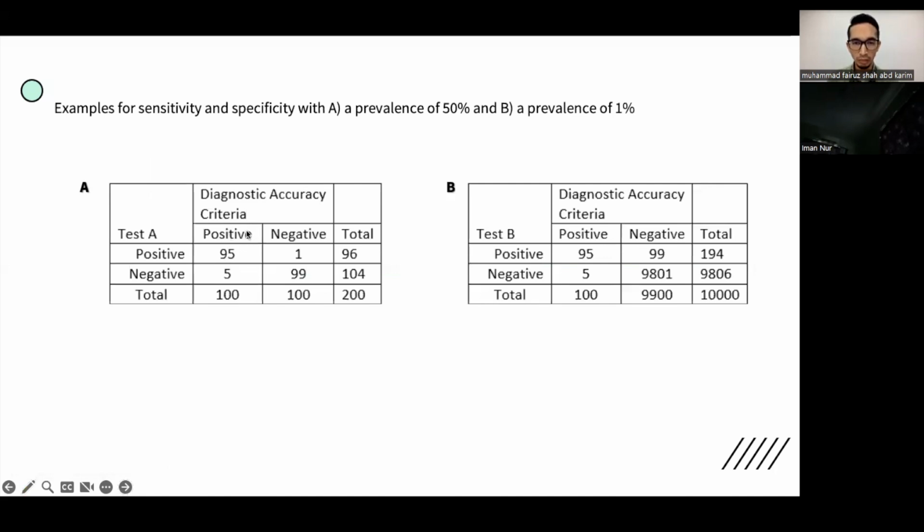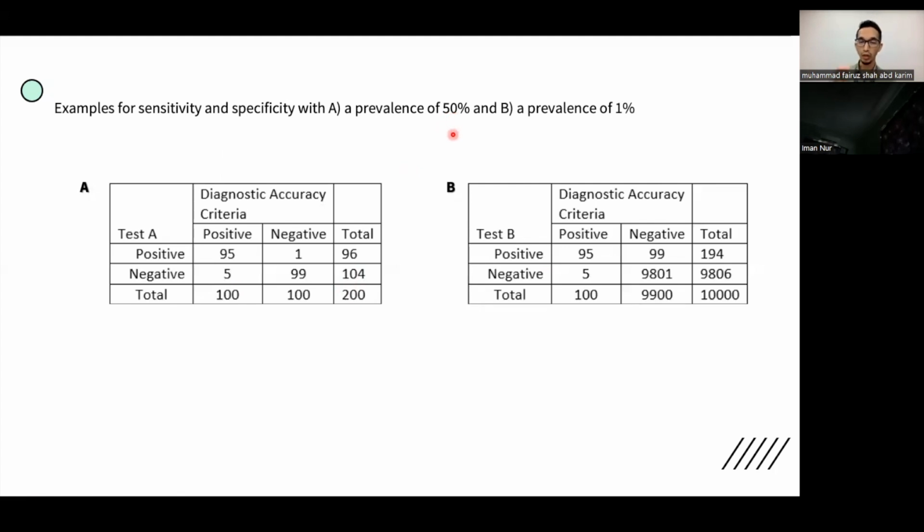Two examples are given here, A and B, looking at the sensitivity and specificity with a prevalence of 50% and a prevalence of 1%. What prevalence means is the total number of patients with the disease in the total population. If you look at table A, those with the disease belong to this category, the positive one. Those who actually have the disease, have the cancer, belong to this group. So 100 divided by the total population of 200, you get a prevalence of 50%.